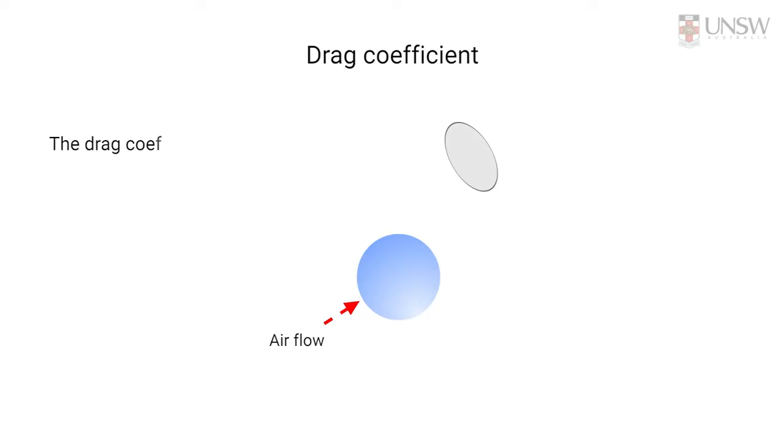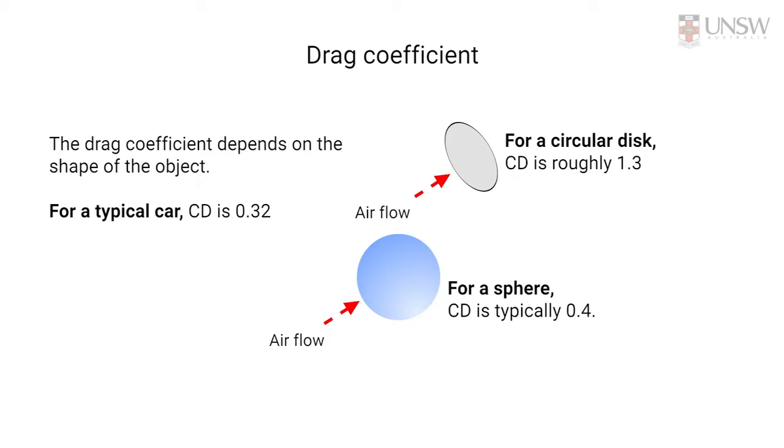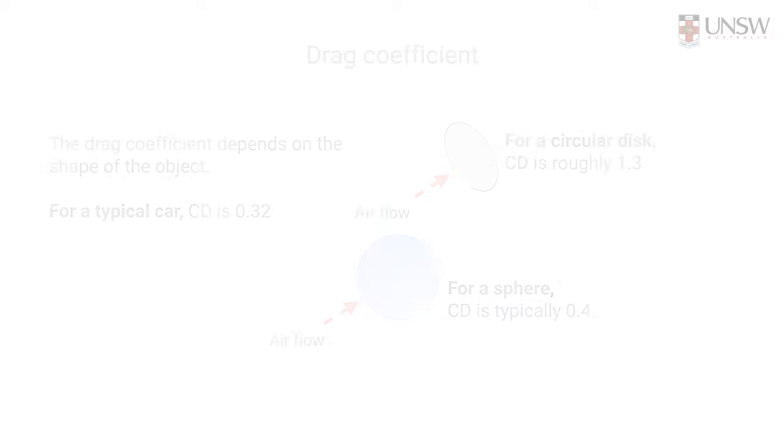The drag coefficient depends upon the shape of the object. For a car it might be, for example, 0.32. For a circular disc it's roughly 1.3, and for a sphere it's typically 0.4.